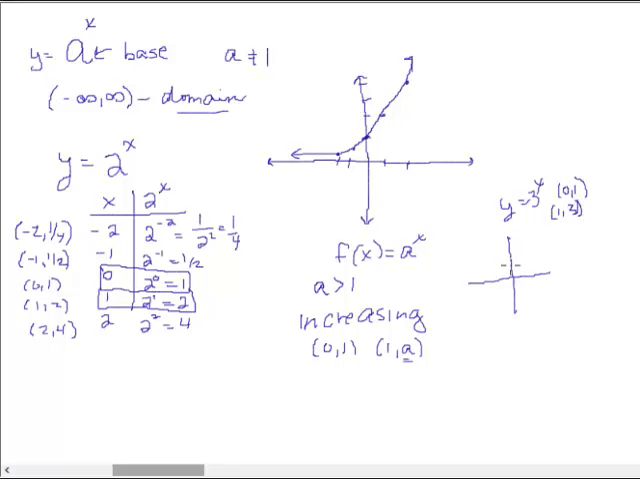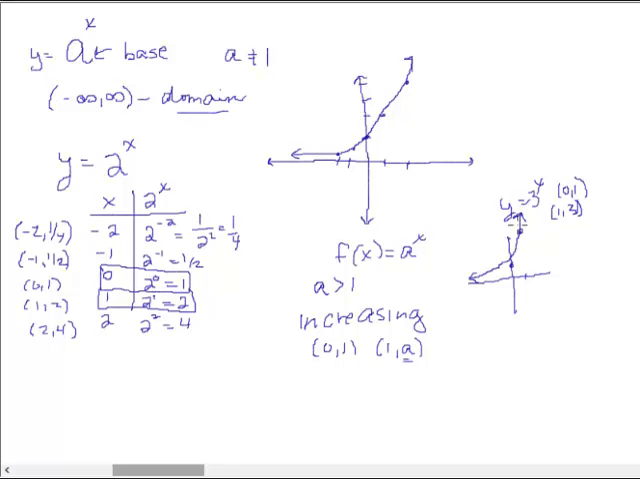So if I plot (0, 1) and (1, 3), and I know that it's, I'm going to miss my point. It's going to look something like that. So knowing those 2 points is one way to come up with a quick sketch now that we know the basic shape.